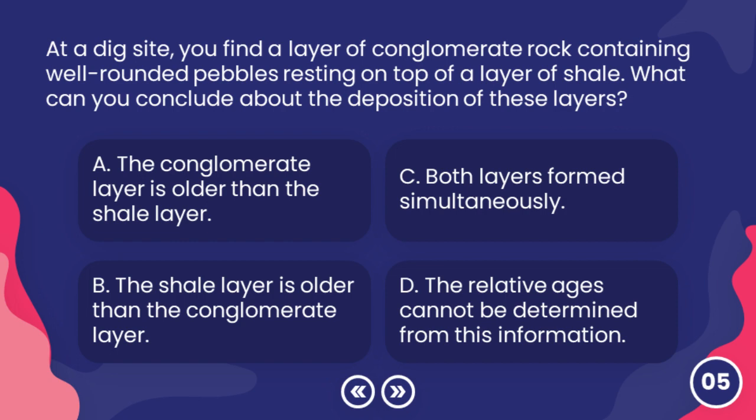Question number 5. At the dig site, you find a layer of conglomerate rock containing well-rounded pebbles resting on top of a layer of shale. What can you conclude about the deposition of these layers? A. The conglomerate layer is older than the shale layer. B. The shale layer is older than the conglomerate layer. C. Both layers form simultaneously. Or letter D. The relative ages cannot be determined from the information.